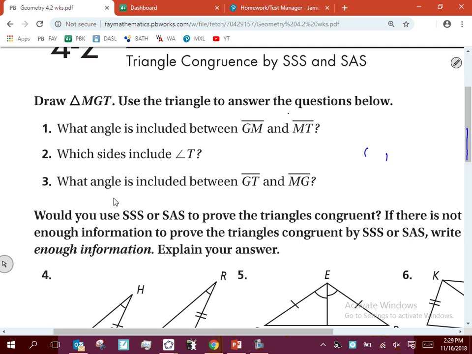Okay? Same thing kind of happens in number two, but it's reverse. If T is the included angle, then GT and MT have to be the sides that include that angle, right? As an angle T is the included angle, the sides are MT and GT. What would be the included angle in number three? It'd be G. It's the thing that's shared by both things, right?